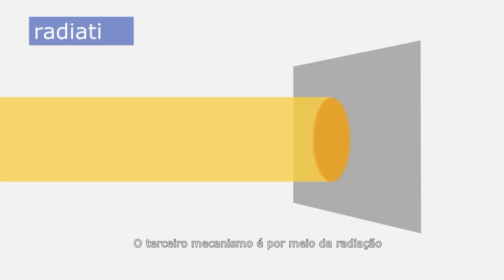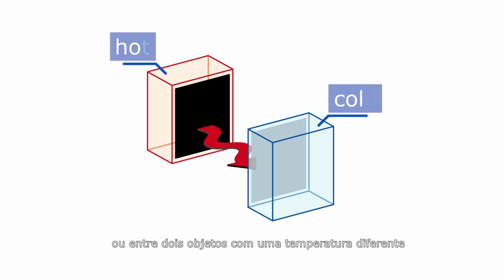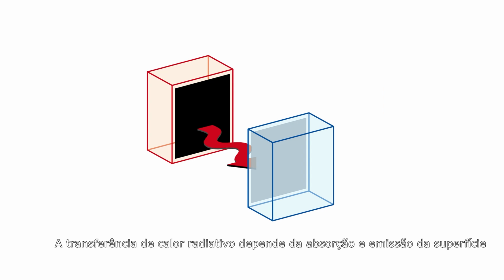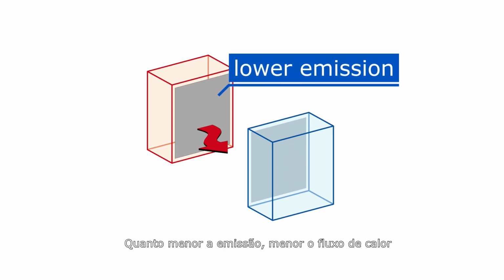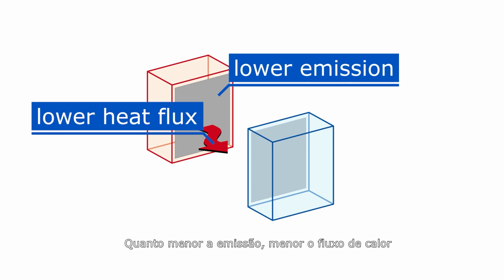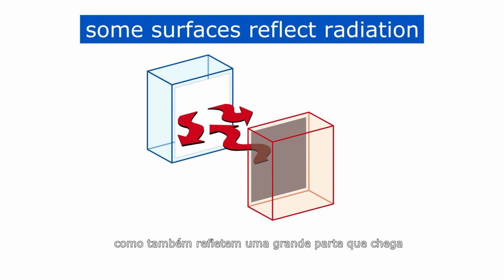The third mechanism is through radiation, for example, from the sun to a wall or between two objects with a different temperature. Radiative heat transfer depends on the surface absorption and emission. The lower the emission, the lower the heat flux. Please remember that surfaces such as blank metals not only have a low emission, they also reflect a large part of the incoming radiation.